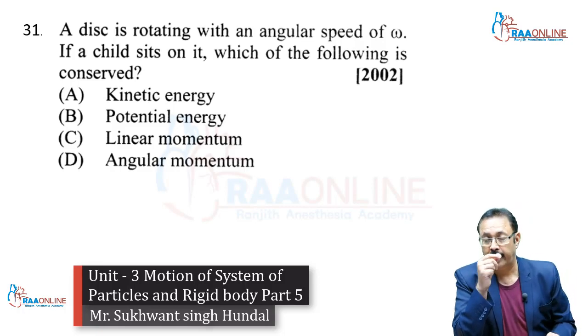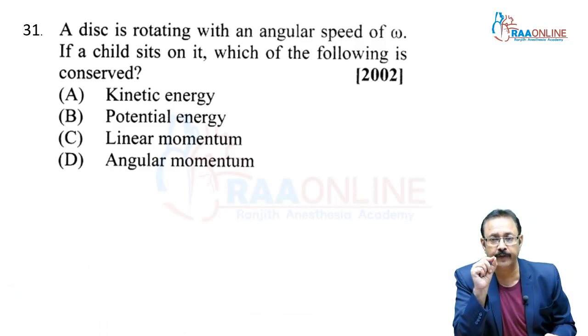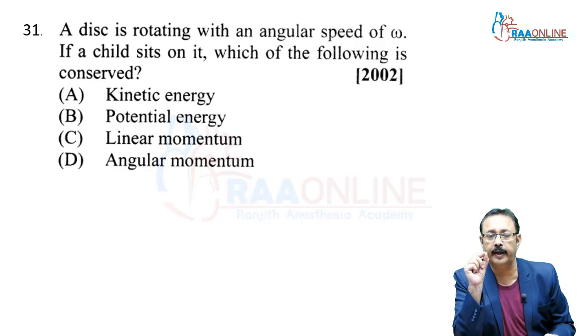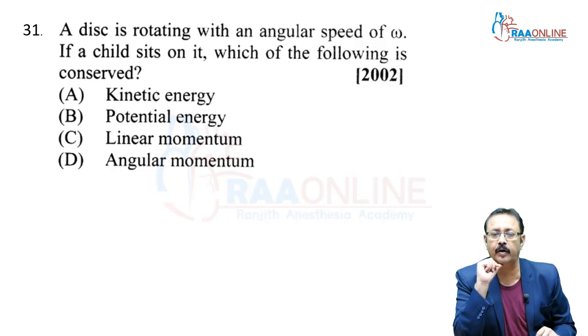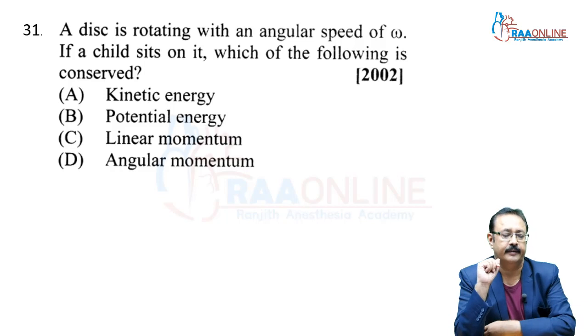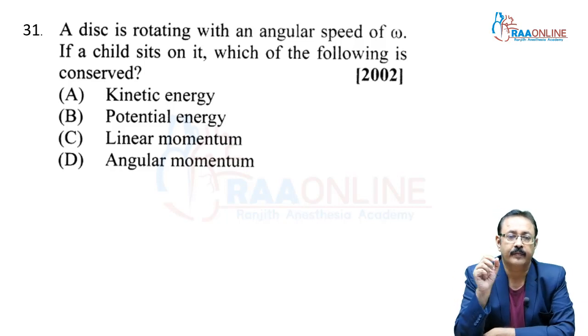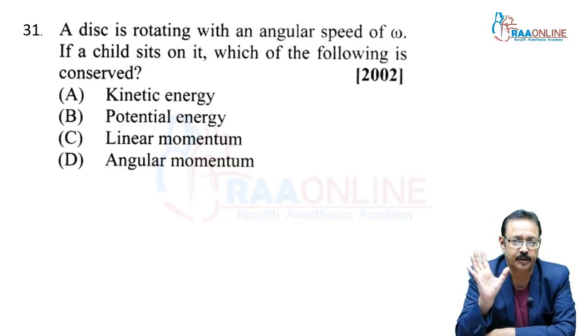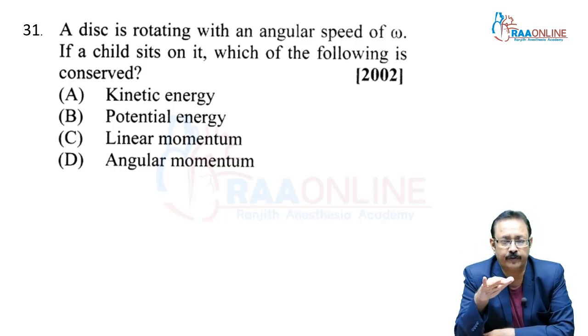Next, a disk is rotating with an angular speed of omega. If a child sits on it, which of the following is conserved? The disk was rotating with an angular speed of omega. The speed was constant, so no force, and force means torque here. No torque was acting on that.